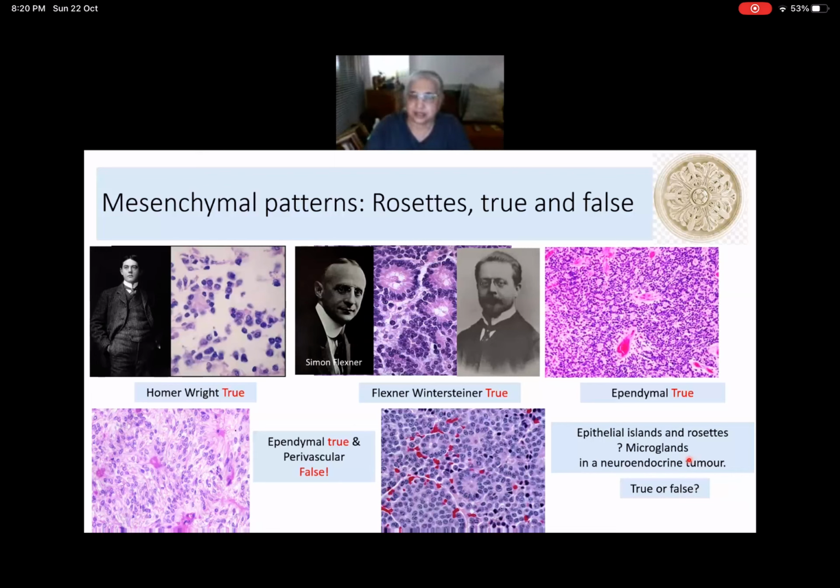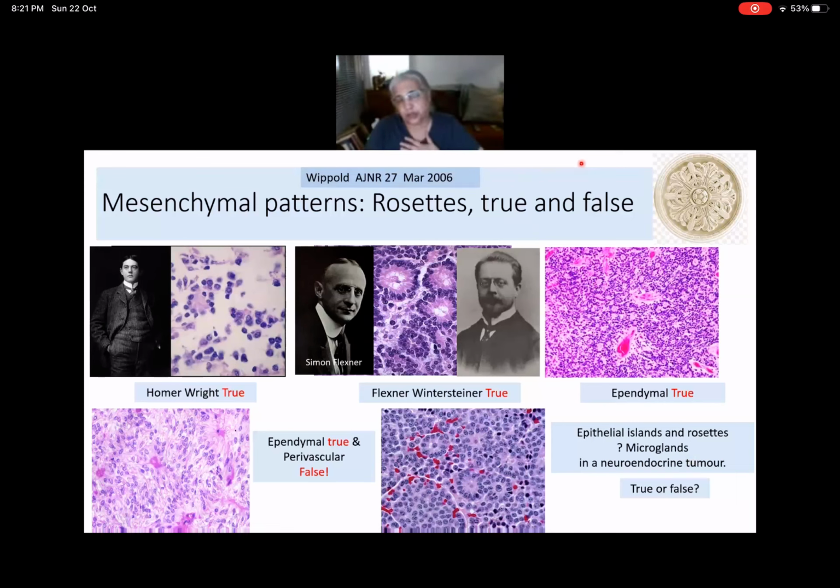This is a neuroendocrine tumor. These are epithelial cells. So now what? Are you going to say that these are not true little rosettes? Are you going to say that epithelial cells cannot form a true rosette? Well, I don't know. I think that this is just tradition. I don't like to talk about true rosettes or false rosettes. Just name the rosettes according to, whatever you want to call it. Perivascular rosette, Homer Wright rosette, Flexner Wintersteiner rosette, ependymal rosette, and you call this a neuroendocrine tumor rosette.